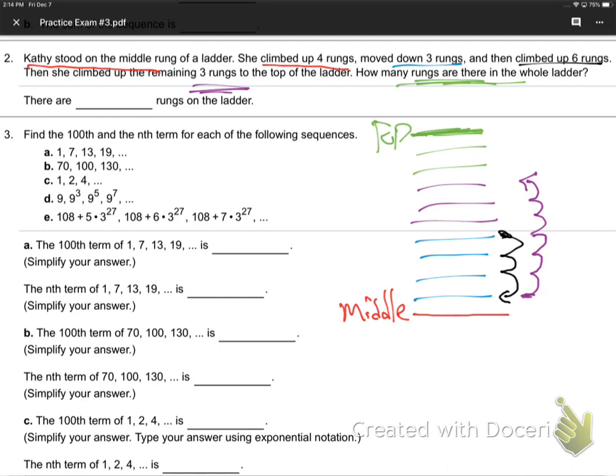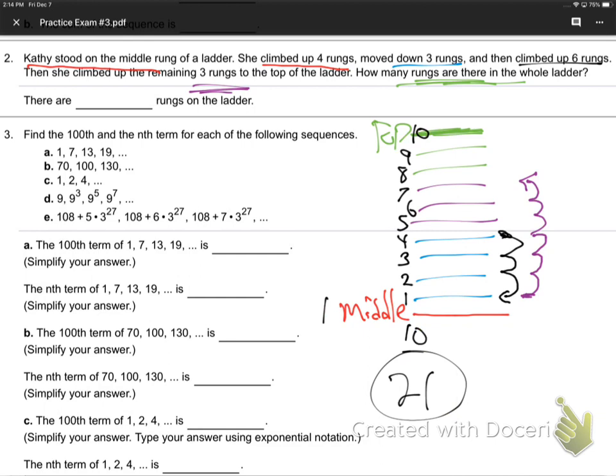If something's the middle, what does that mean about how many rungs are above and below it? It's got to be the same, right? If this is the middle, then there's got to be the same amount above and below it. So how many above it? 1, 2, 3, 4, 5, 6, 7, 8, 9, 10 rungs above it. So there must be 10 below it, and then the middle is another one. So there must be 21 rungs.